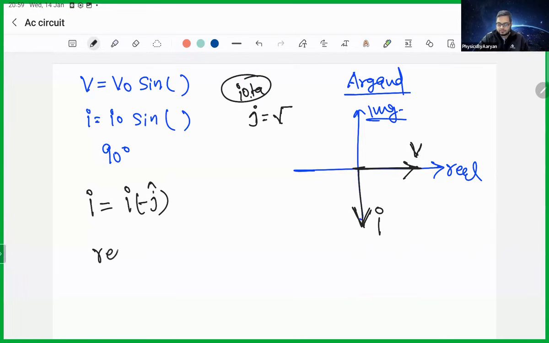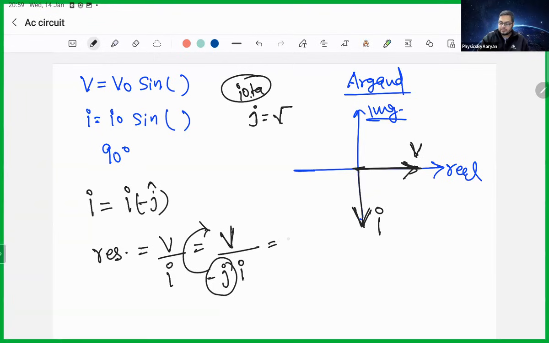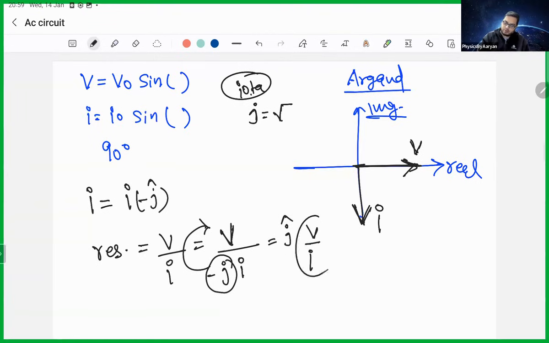Okay, now I talk about resistance. What is resistance? Resistance is voltage by current. Voltage is basically a real number, V naught. Current is basically an imaginary number, minus j into I. So this is just simply V, and this is minus j into I. Why is minus j there? Because the current is on the negative imaginary axis. Why is it simply V? Because voltage is on the real axis. Now I'm bringing this minus j to the numerator. If I bring this up, you get plus j. And this is my resistance, which is given by omega L. So I get j into omega L.